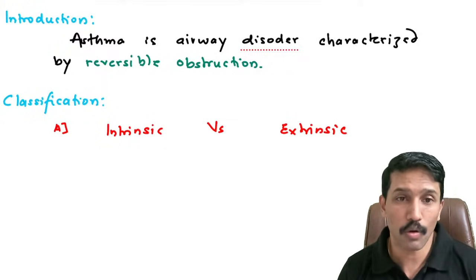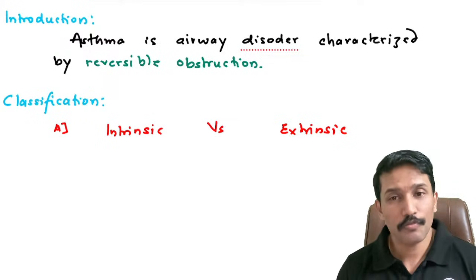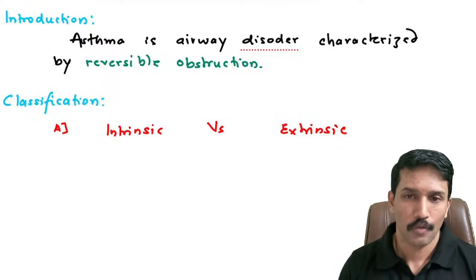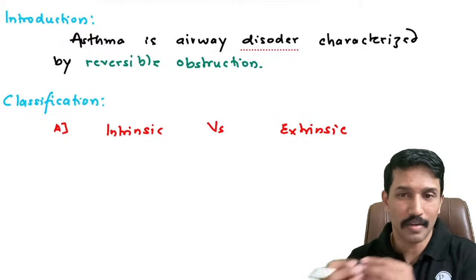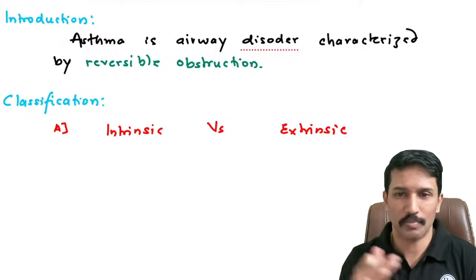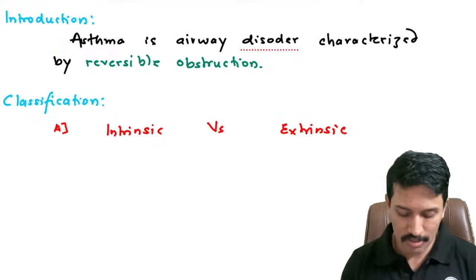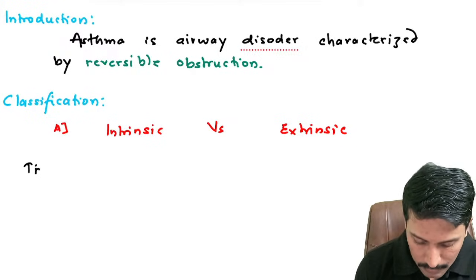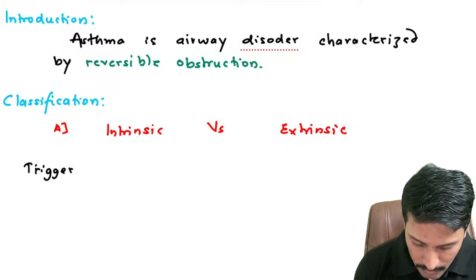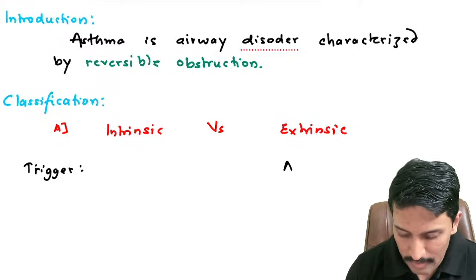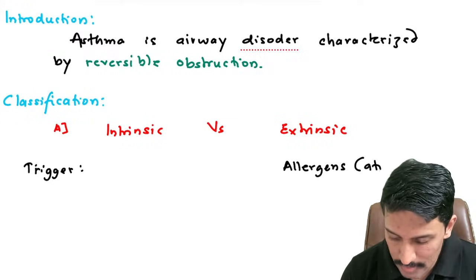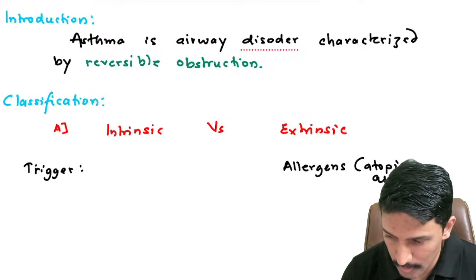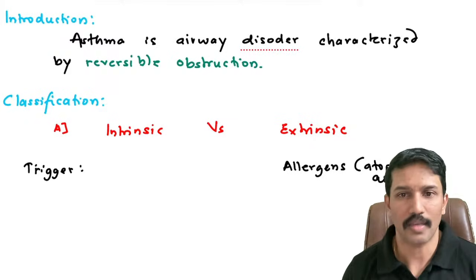What is the basis for this classification? The basis for this classification is the trigger. Whether the trigger is inside the body or it is outside the body. If the trigger that precipitates an attack of asthma is outside the body, we call it extrinsic. The trigger for extrinsic asthma is usually allergens. And that's why extrinsic asthma is also called atopic asthma.